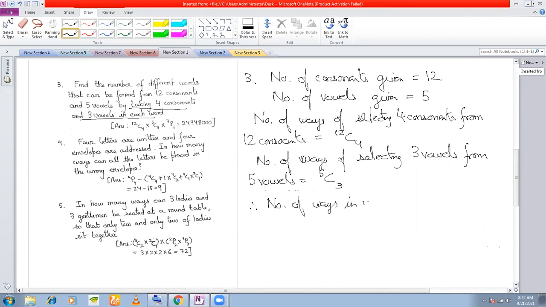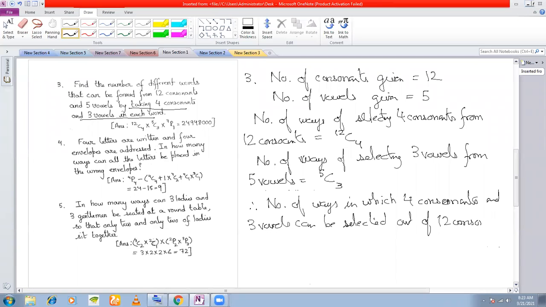Therefore, number of ways in which 4 consonants and 3 vowels can be selected out of 12 consonants and 5 vowels respectively is equal to 12C4 into 5C3. This is the number of ways of selection.